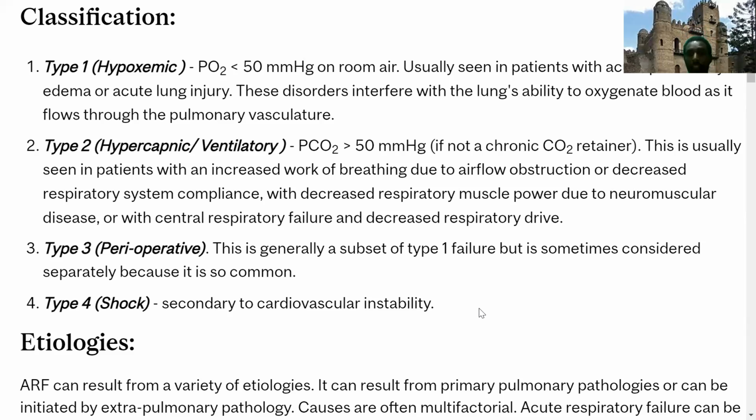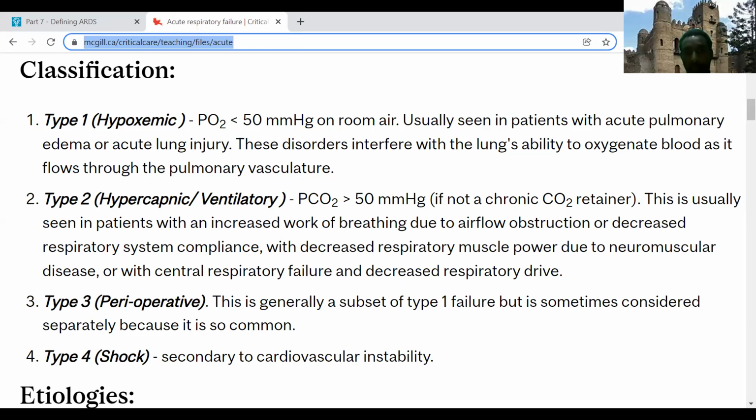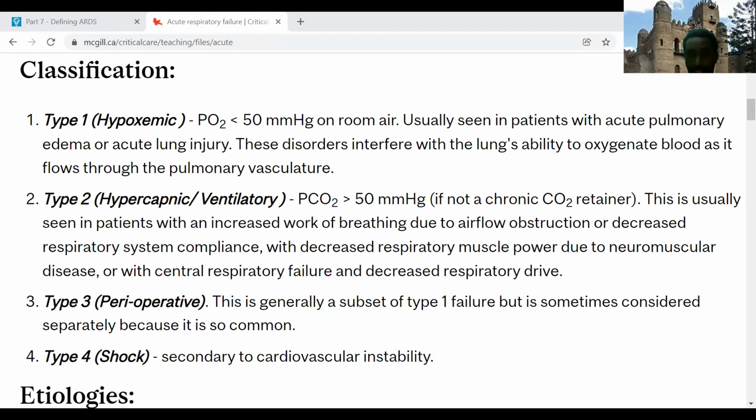The fourth one is type 4. It is the result of the inability of the cardiovascular system to deliver the appropriate oxygen requirement to the peripheral tissue. Based on this, the treatment methods may differ based on this classification, which will be discussed later on.